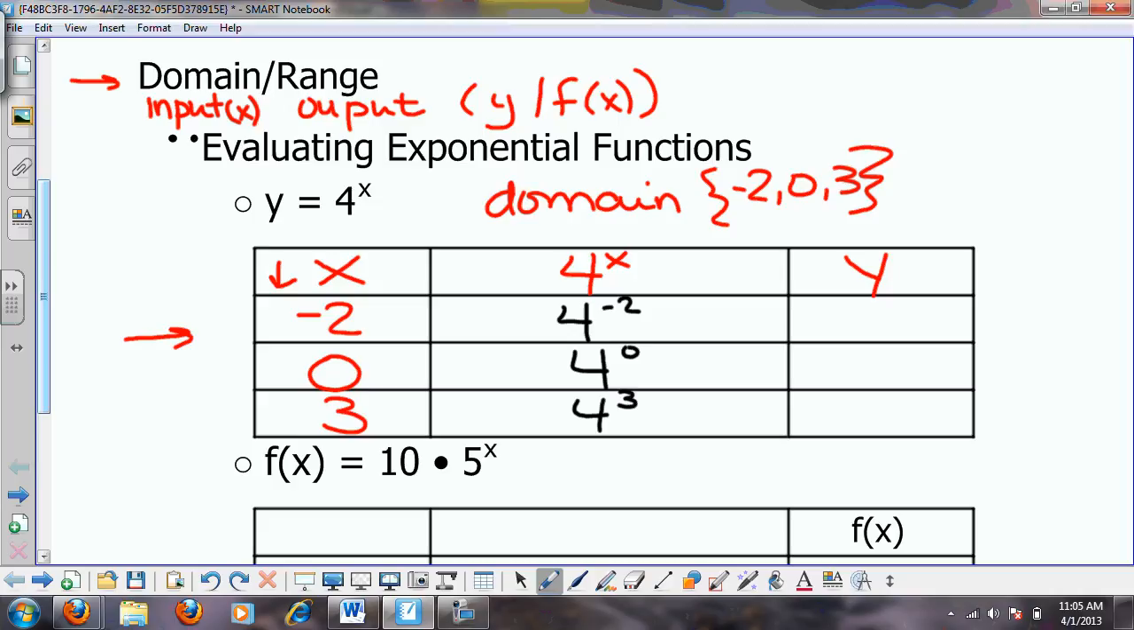Okay? Now we know that when we have something to a negative power, it becomes 1 over 4 squared, or 1 over 16. That's my y value. 4 to the 0 power, anything to the 0 power is always uno, eins, 1. And 4 to the 3rd power. Remember, I told you it would be a good idea to know your cubes, because 4 to the 3rd power is 64. That's all we're doing when we're evaluating these functions.